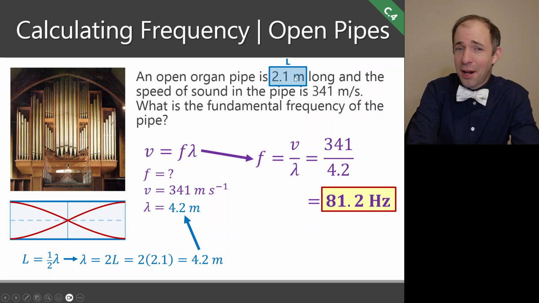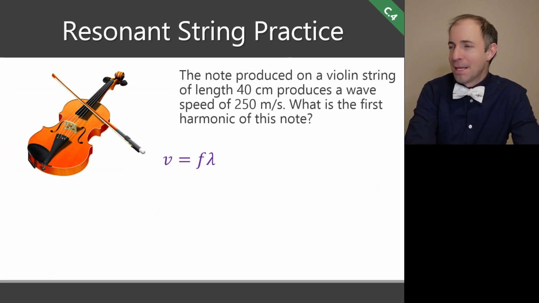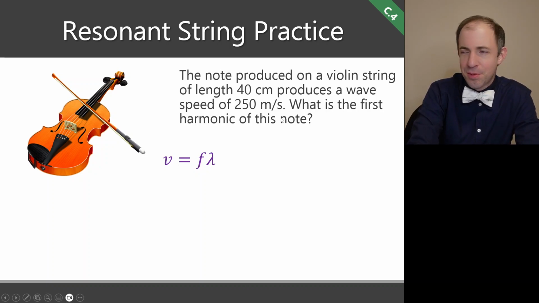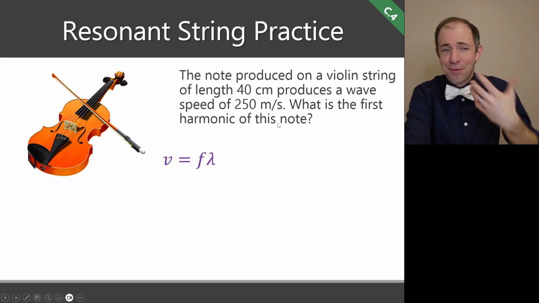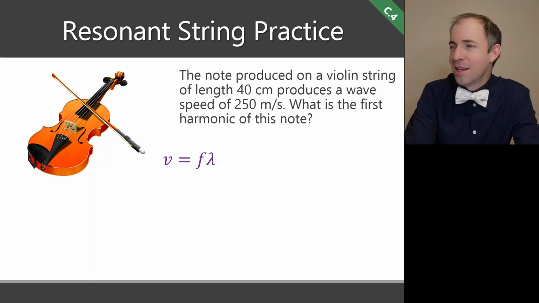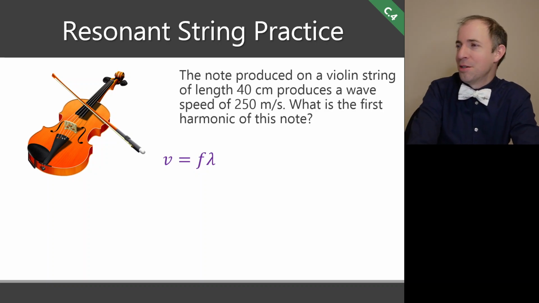This length is not a wavelength, but it can be used to find a wavelength if I know what the picture looks like. Let's try the same thing for a string. The note produced on a violin string of length 40 centimeters produces a wave speed of 250 meters per second. That is not the speed of sound through the air. That's the speed of the wave traveling through the string itself, which again can be changed based on the tension. What is the first harmonic of this note?